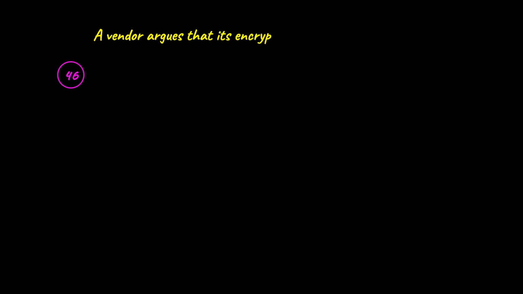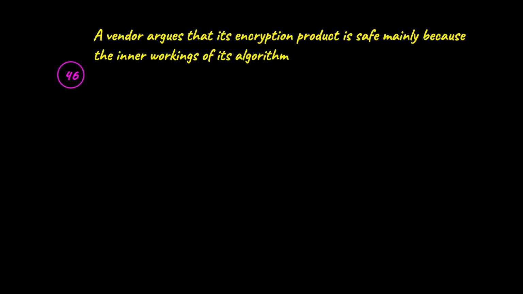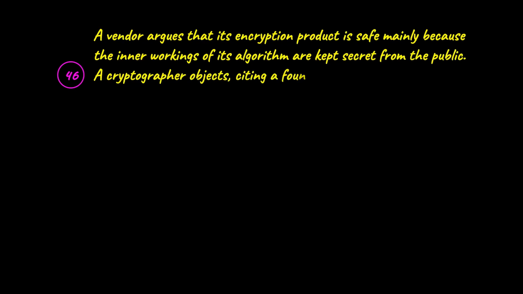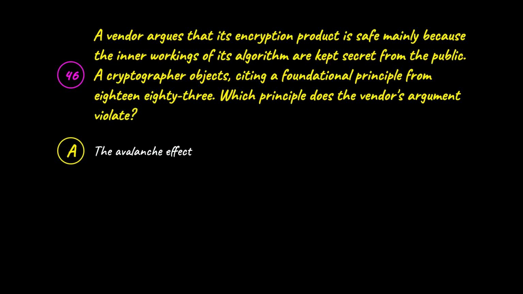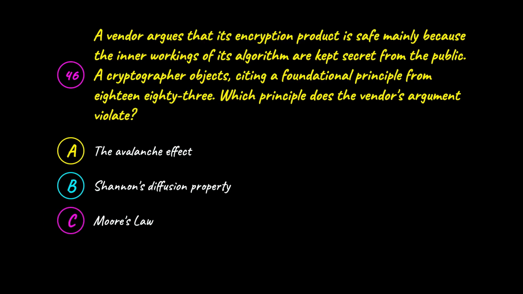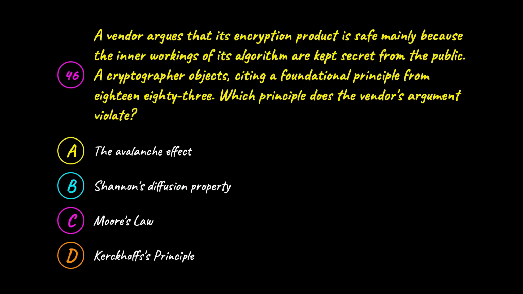Question 46. A vendor argues that its encryption product is safe mainly because the inner workings of its algorithm are kept secret from the public. A cryptographer objects, citing a foundational principle from 1883. Which principle does the vendor's argument violate? Your options are: A. The avalanche effect, B. Shannon's diffusion property, C. Moore's law, D. Kerckhoffs' principle. Which would you go with? Lock it in before the reveal.